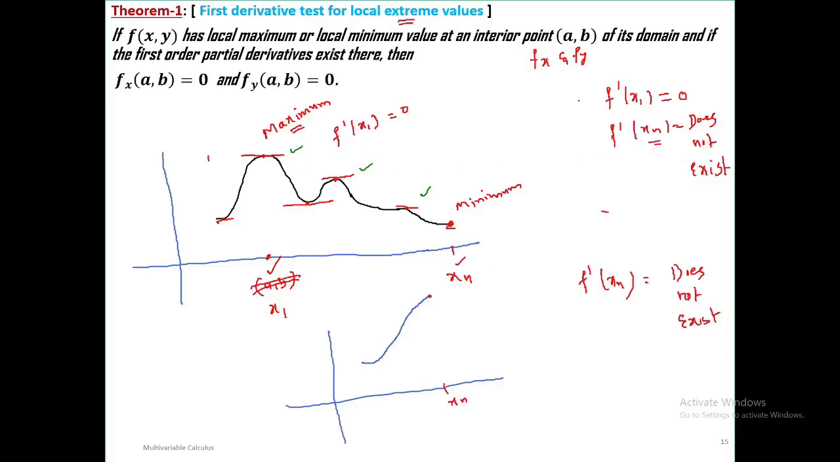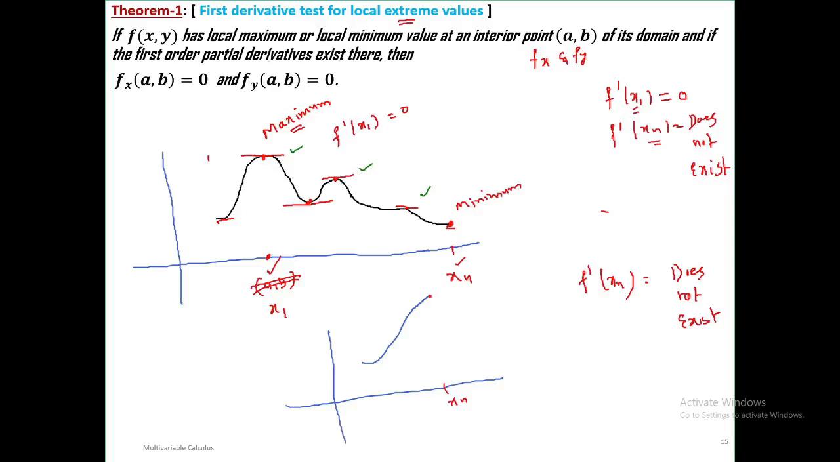Similarly, for tangent equal to 0 also. Look at this point, tangent is equal to 0, in the first graph. At this point tangent is equal to 0, but here maxima occurs, here minima occurs. So where the tangent is equal to 0, at that point again the same story, maxima or minima occurs. The same theorem is saying that here.